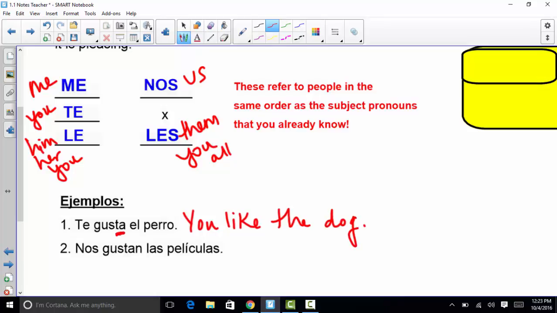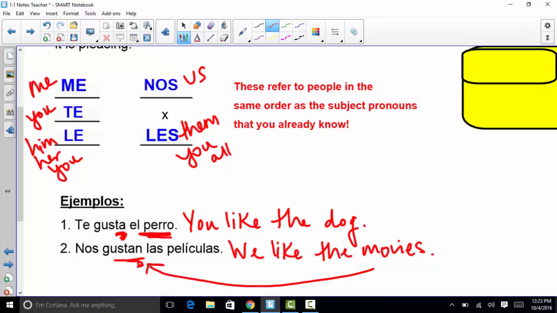And notice that gusta goes with el perro because el perro is singular. But in the second one, you have nos gustan las películas. So we like the movies. And since the movies ends in an S, las películas, we use gustan rather than gusta in the first example.